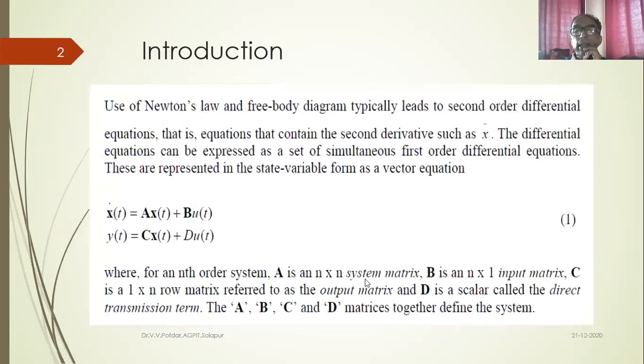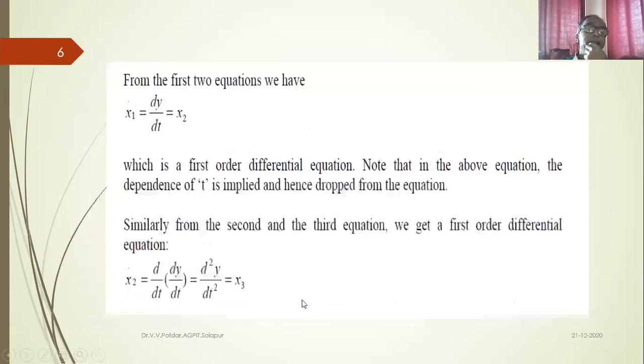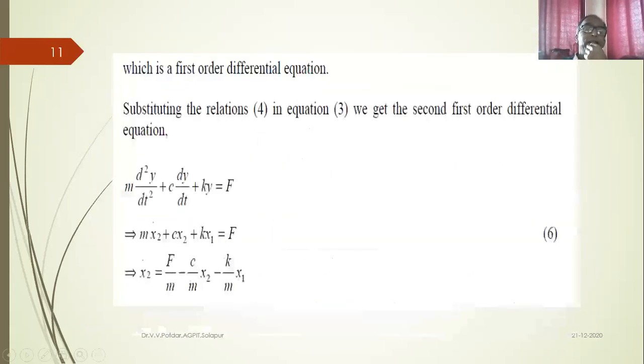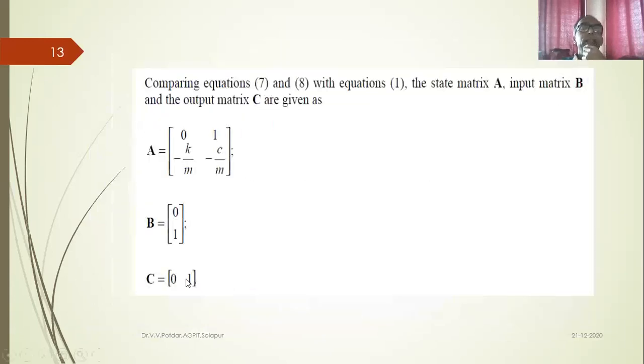A is the system matrix, B is the input matrix, C is the output matrix, and D is the direct transmission term. So here C is the output matrix, B is the input matrix, A is the system matrix.